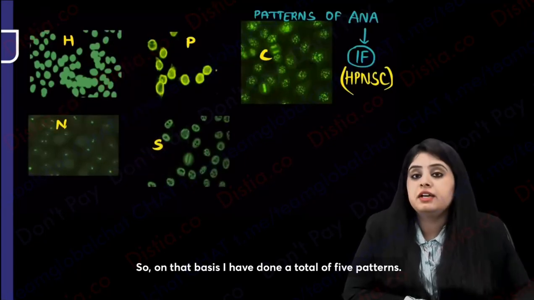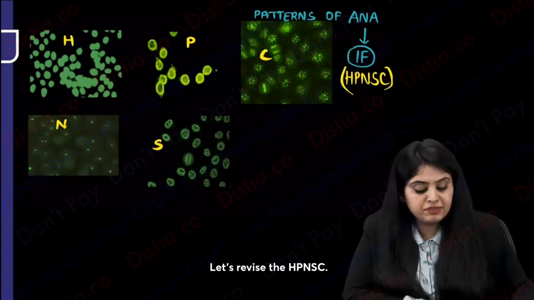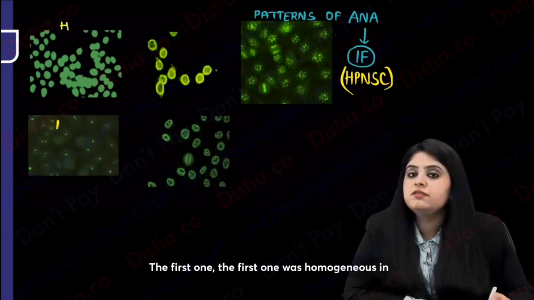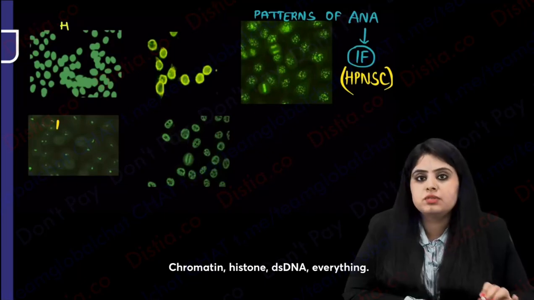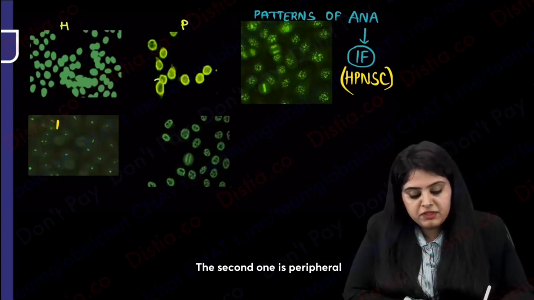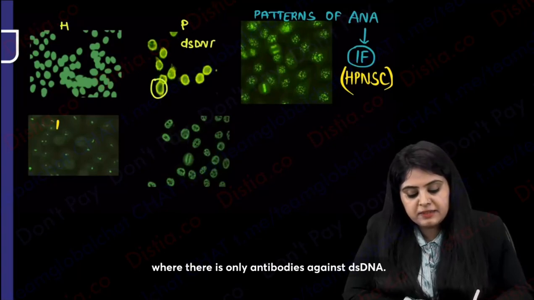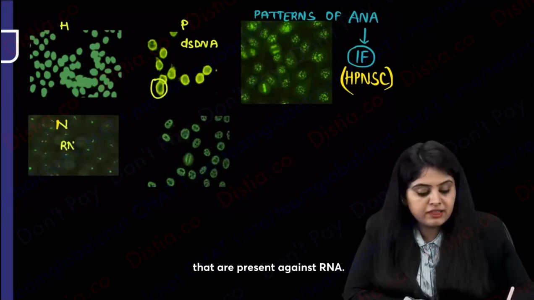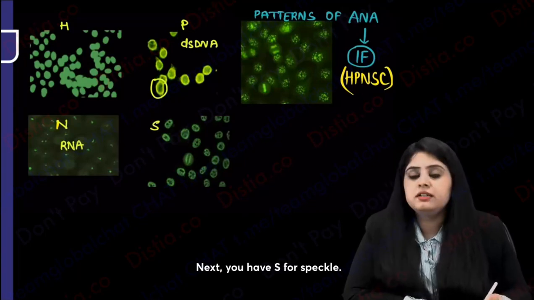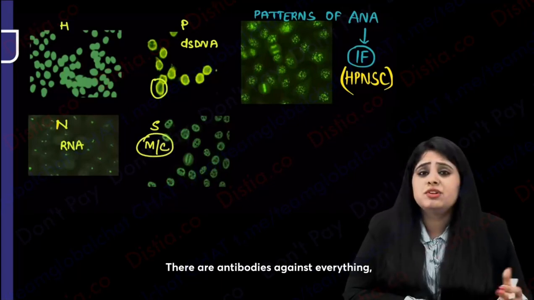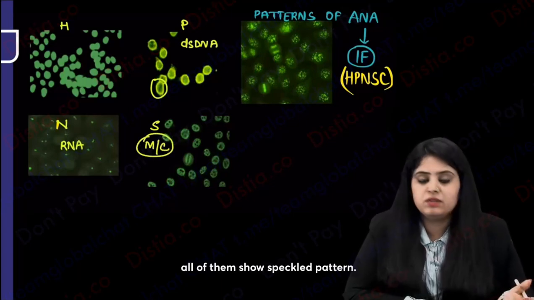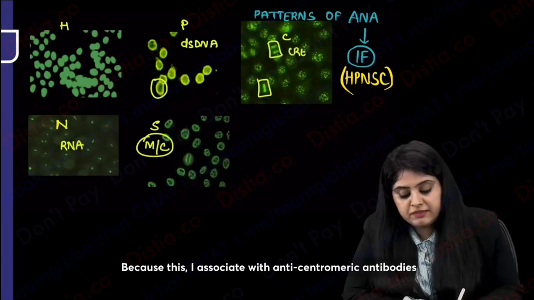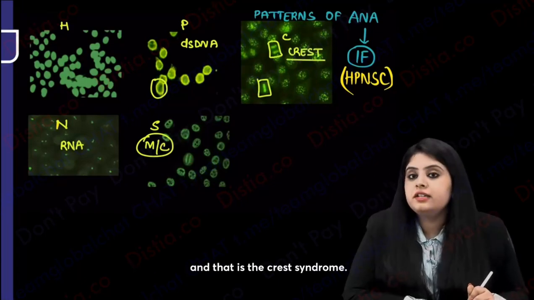So on that basis, I have done a total of 5 patterns. Let's do a very quick revision of this HAPPENS. The first one was homogeneous, in which there are antibodies against all, chromatin, histone, dsDNA, everything. The second one is peripheral, where there are antibodies only against dsDNA. The third one is N, nucleolar. Nucleolar ends with an R, so there are antibodies that are present against RNA. Next, you have S for speckled. This is the most common, the least specific. There are antibodies against everything again, anti-Smith, anti-Ro, anti-La. All of them show speckled pattern. And finally, we have centromeric, because this I associate with anti-centromeric antibodies, and that is the CREST syndrome.